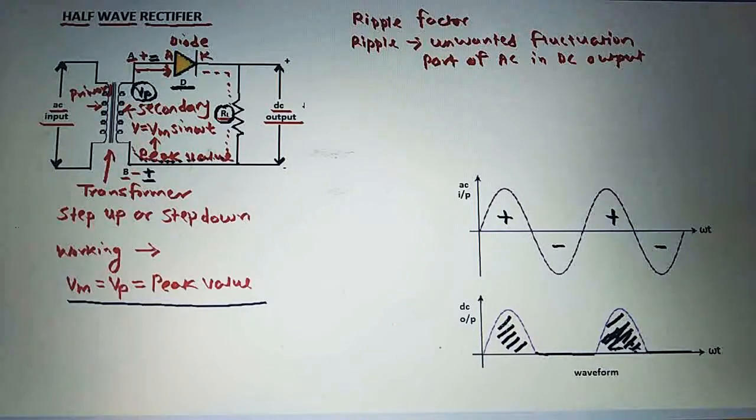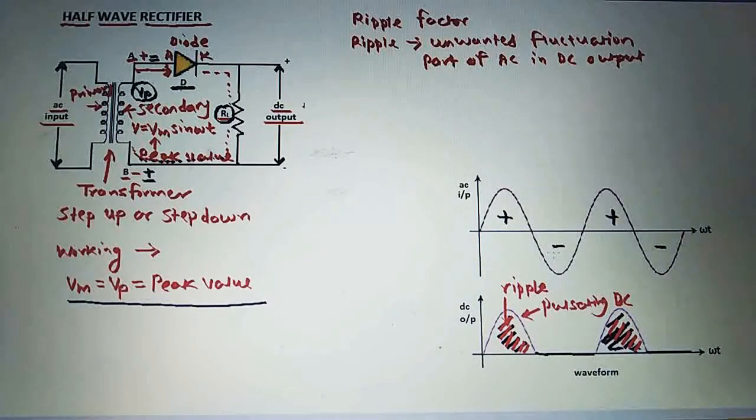So see here, the output of the half wave rectifier is this. This is the output waveform of the half wave rectifier, and here this output is not a pure DC. It is a pulsating DC. That means there is a part of AC in this DC output. So this part of AC in a DC output is called ripple. So ripple is unwanted fluctuation, that is the part of AC in a DC output of a rectifier.